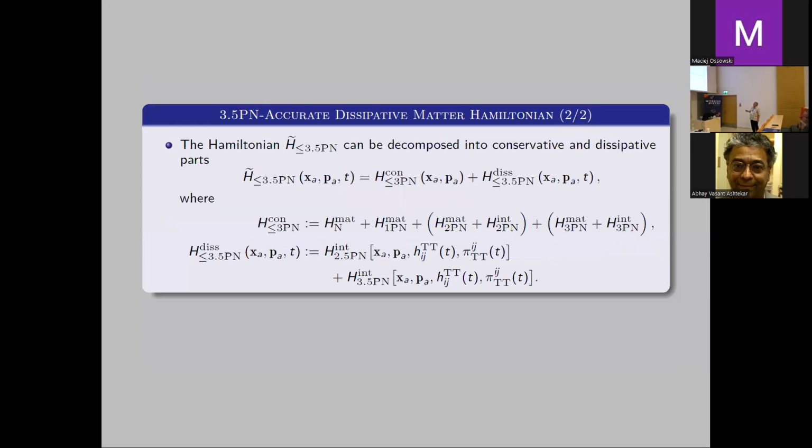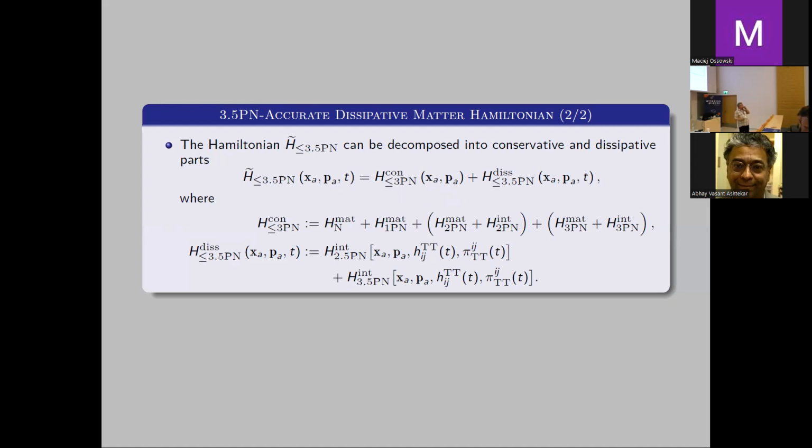And this tilted Hamiltonian can be represented as the sum of the conservative part and the dissipative part. And the conservative part contains all that we already discussed, namely the Newtonian, 1PN, 2PN and 3PN Hamiltonians, whereas this dissipative part is a new part, which contains up to the 3.5PN and order 2 terms.